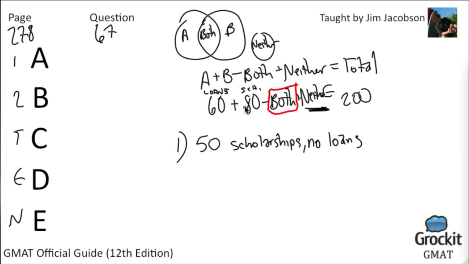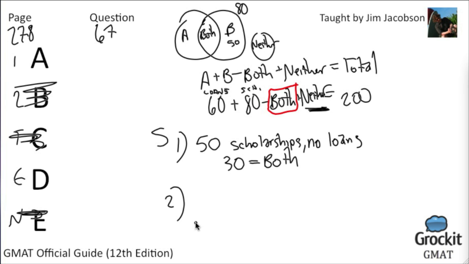So the total number that got scholarships, which overlaps with the number that also got loans, is 80. And what this means is that the part of the scholarships circle without the both is 50, so 80 minus 50 tells us that 30 is our number for both. And with both, we can solve the rest of the way and figure out how many got neither. Statement 1 is sufficient. Cross off B, C, and E.